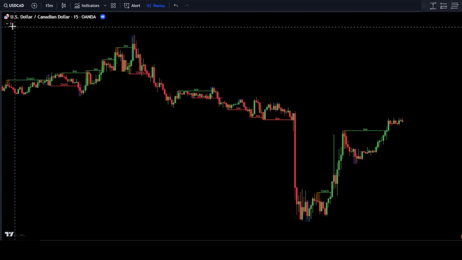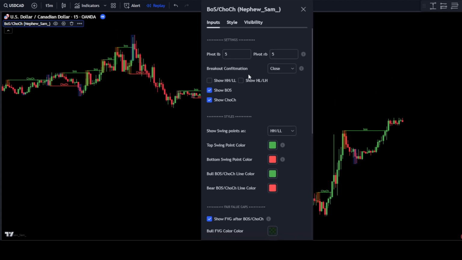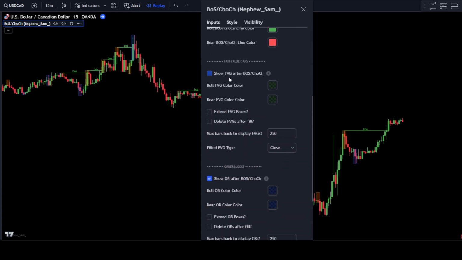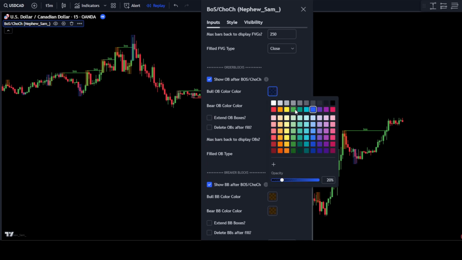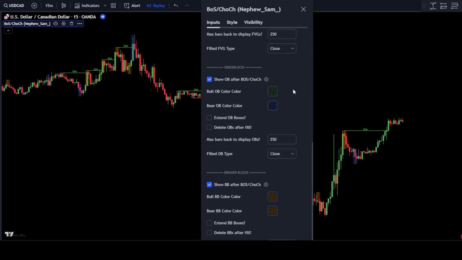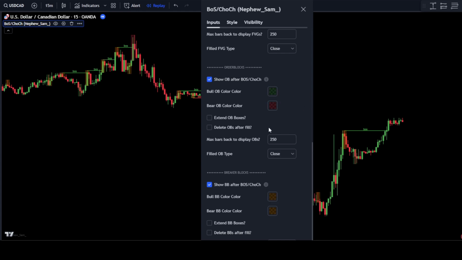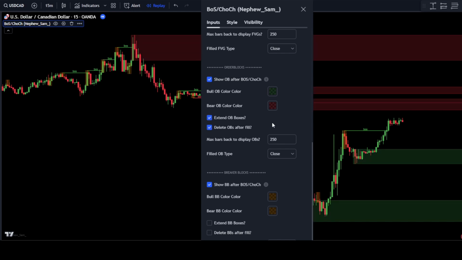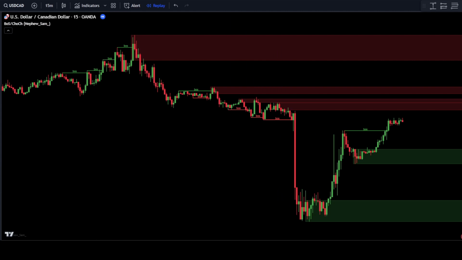Next, make a few adjustments to this market structure indicator. In the Input tab, uncheck the Show CHOCH option. Then uncheck the Show FVG option. After that, change the colors in the Order Block tab. For the bullish order block color, change it to green, and for the bearish order block color, change it to red. Then you can check the Extend OB boxes and delete OB after fill options. The final step, uncheck the Breaker Block option. Once done, just click OK to confirm the changes.